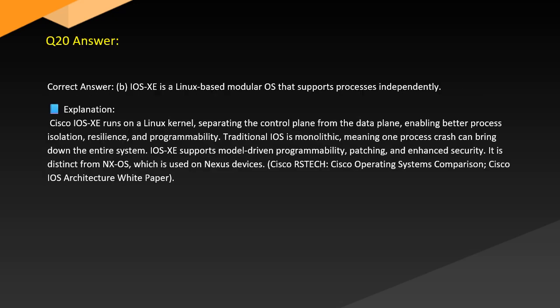Answer. Correct answer: B. IOS XE is a Linux-based modular OS that supports processes independently. Blue Book explanation: Cisco IOS XE runs on a Linux kernel, separating the control plane from the data plane, enabling better process isolation, resilience, and programmability. Traditional IOS is monolithic, meaning one process crash can bring down the entire system. IOS XE supports model-driven programmability, patching, and enhanced security. It is distinct from NX-OS, which is used on Nexus devices. Cisco RSTECH, Cisco Operating Systems Comparison, Cisco IOS Architecture White Paper.